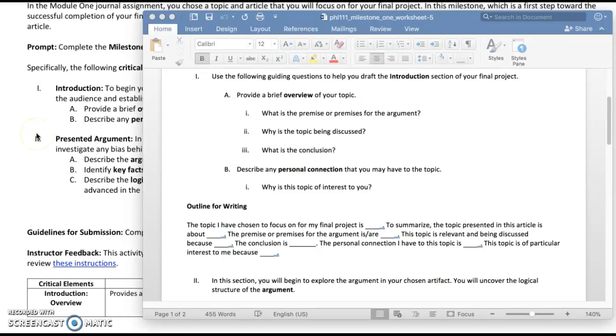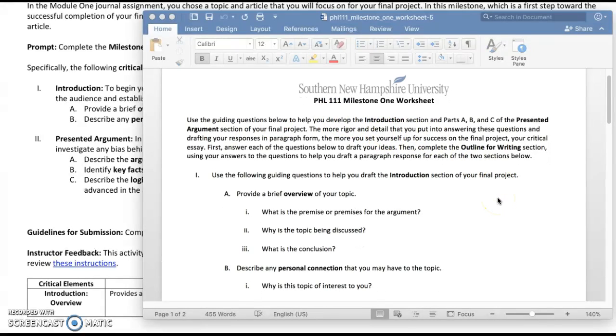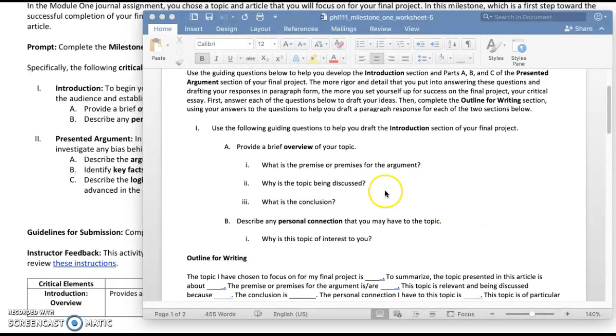Hey class, so this week you guys are going to be turning in your first milestone. And this is what the worksheet looks like. This is a standard worksheet from SNHU. So any student taking this critical thinking class is going to get the same worksheet. So I didn't create this worksheet, this is just the standard that we use.